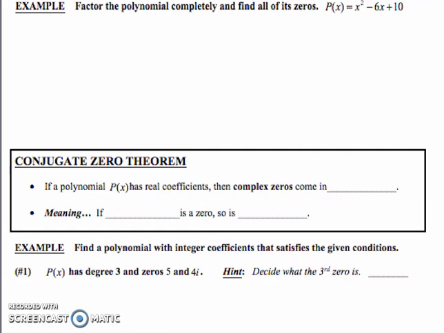In the next polynomial, it says factor completely and find all of its zeros. Well, I'd sure like to factor it. X squared minus 6x plus 10 looks like it's going to be an easy factor, but you quickly discover that with the factors of 10 being 1 times 10 and 2 times 5, there's no way to get negative 6 out of that. So since this can't be factored, we're going to find the zeros by the quadratic formula.